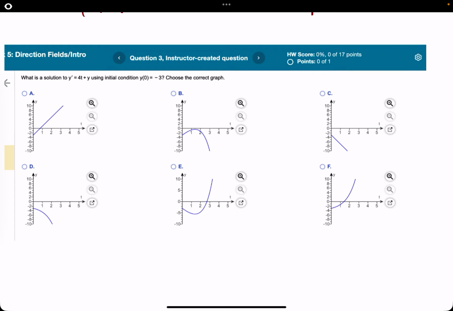What's the solution for this using that initial condition? So 0 and -3.